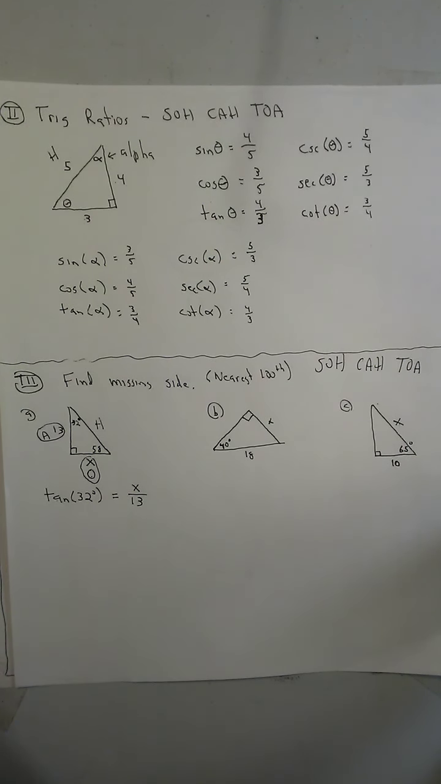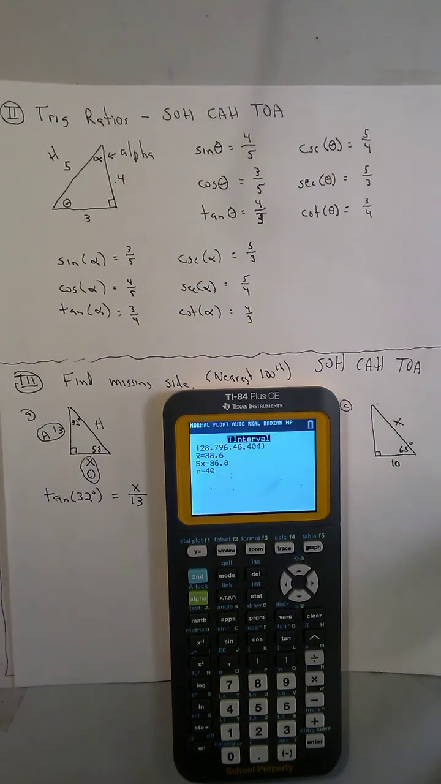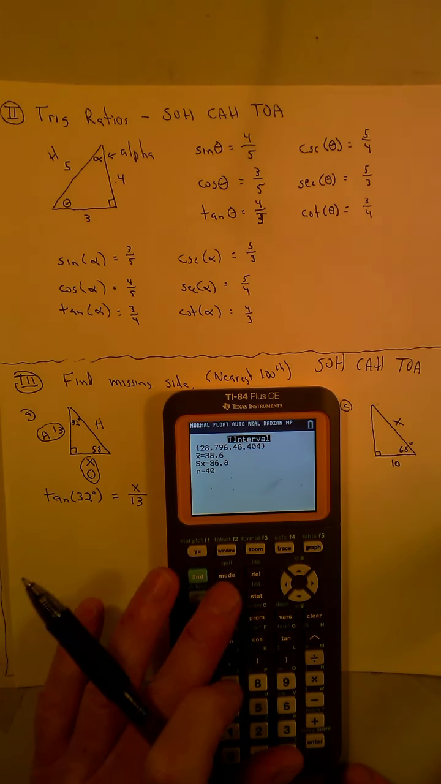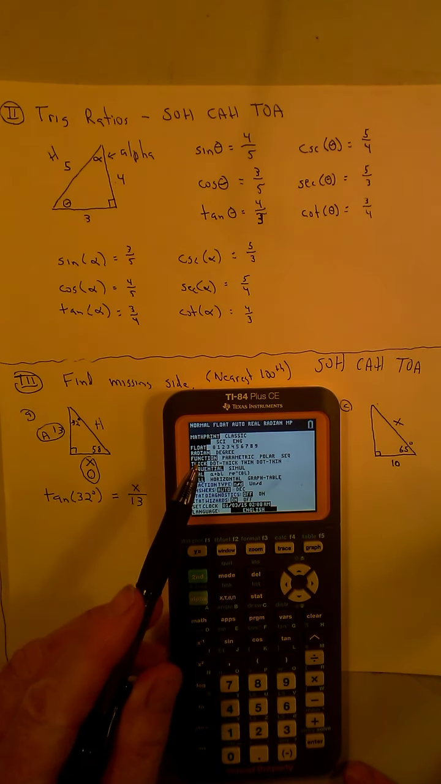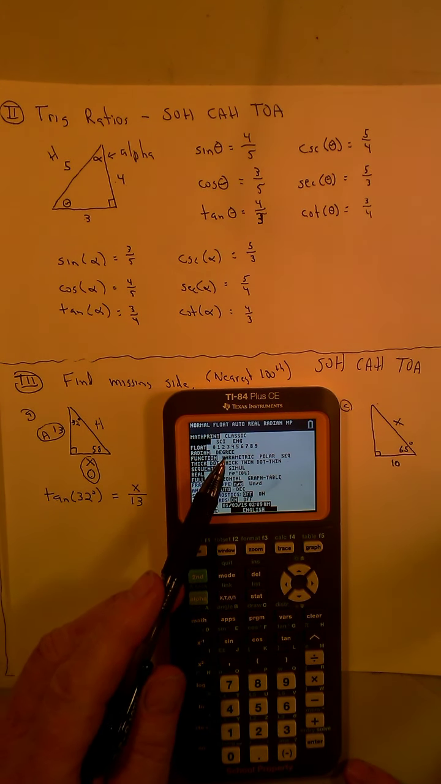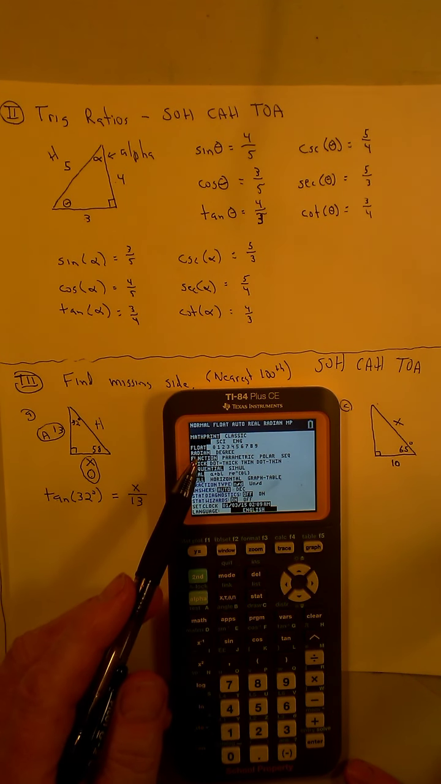So the first thing you got to do is make sure your calculator is in degree mode. So you go to the mode key and you look. Right down here is two different measurements for how to measure an angle. You can measure it in degrees, or you can measure it in what is known as radians. We're going to do radians fairly soon. But you want to make sure you're in degree mode. Hit enter, and then you can go back to the home screen.